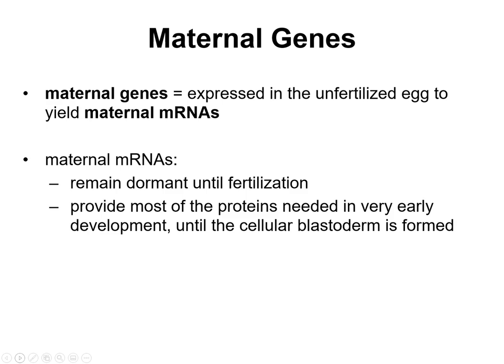So the maternal genes are expressed in the unfertilized egg, and they make maternal mRNAs. And remember, that's what's in the oocyte already. The maternal mRNAs are going to stay dormant until fertilization. No need to be making any gene products or any proteins because, well, there's nothing to do. The maternal mRNAs provide most of the proteins that are needed in very early development until that blastoderm is formed.